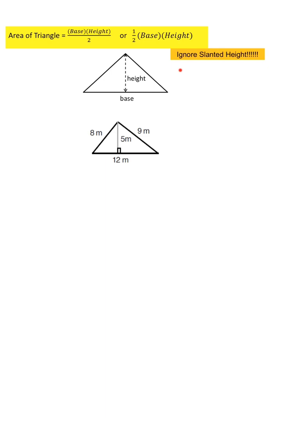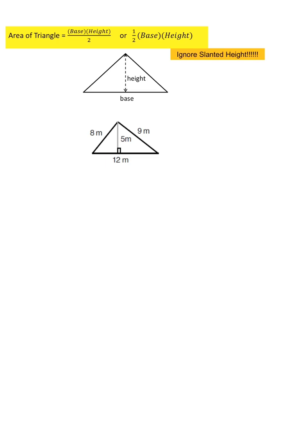Now, you need to be careful as well to ignore the slanted height in these questions. Like in the question here, I have a base of 12. On the left I have an 8, on the right I have a 9, and then in the middle I have a 5. So remember, it's always your vertical height that you use. Okay, the perpendicular height is the only height you need to find the area of a triangle. So you have to ignore the slanted height.